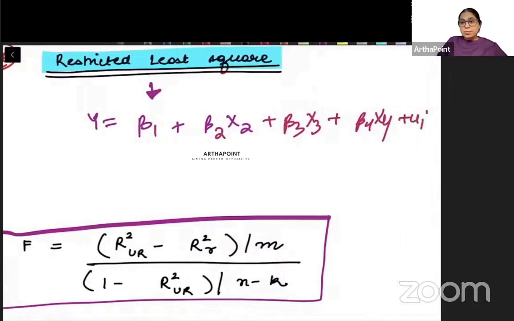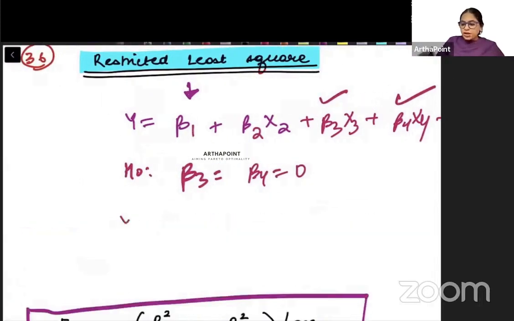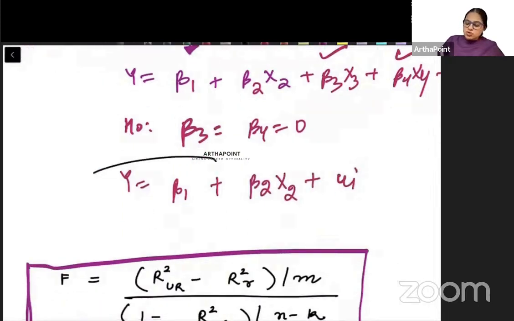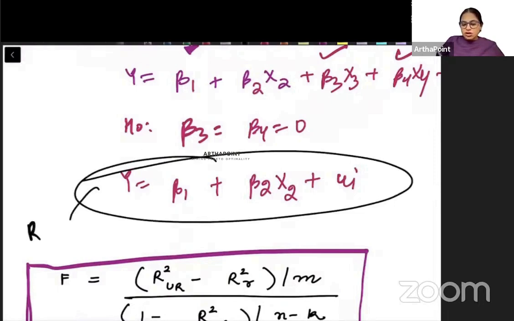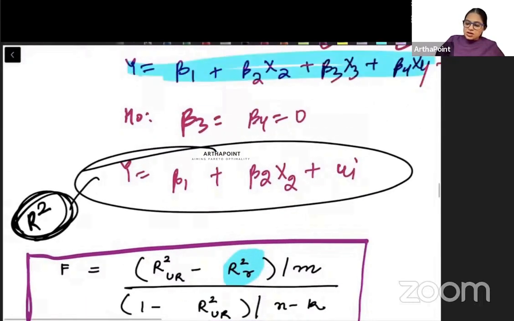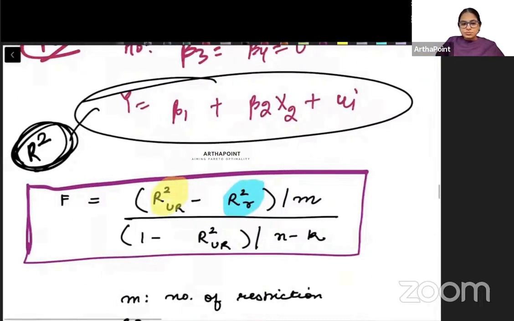And I have imposed some restriction. So मेरा null hypothesis is a restriction on beta 3 and beta 4 jointly equal to 0. So I am putting restriction on this and this. So after putting restriction, my restricted model will be y is equal to beta 1 plus beta 2 x2 plus u. So the residual sum of square of this model, जो इस model का R square होगा, that will be called the restricted model R square. और जो इस मॉडल का R square होगा, it will be called the unrestricted R square, right?